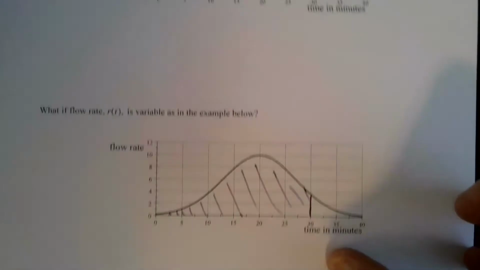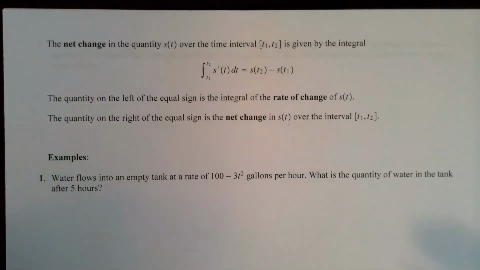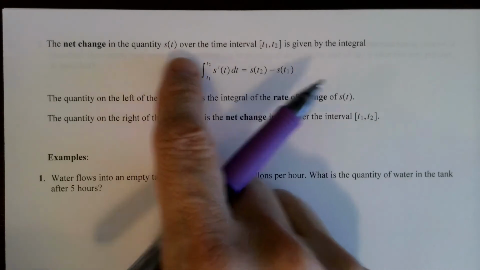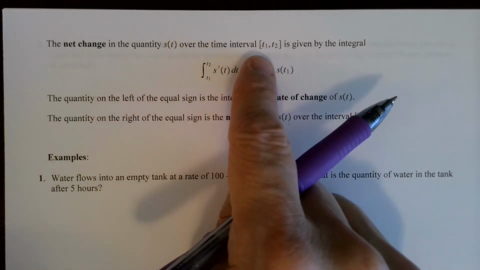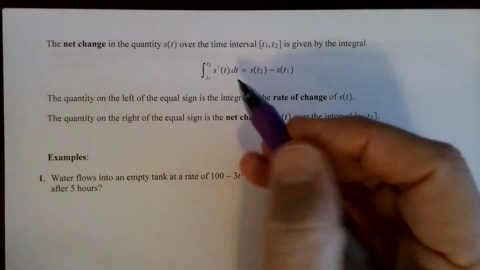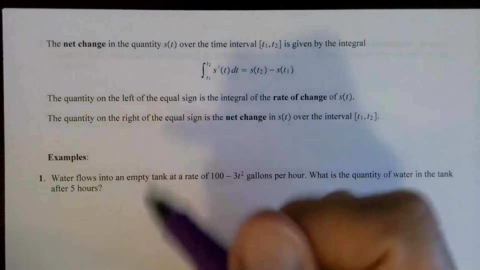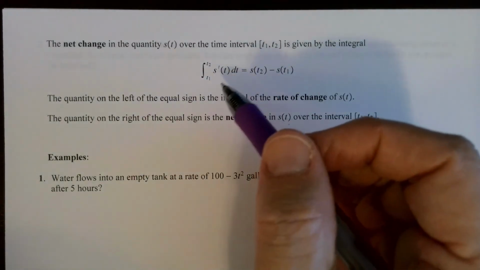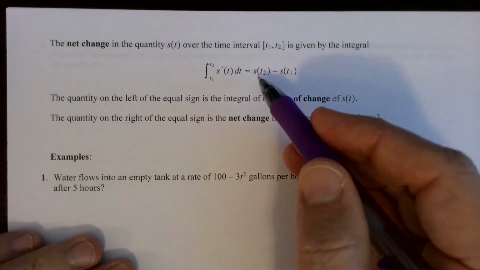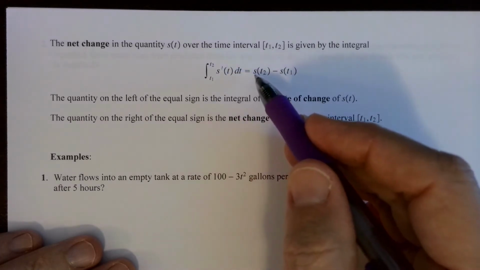And so this is now written this way, right? The net change in the quantity of some function over a time interval, say t1 to t2, is given by this integral. Notice what we're integrating here. That is s with a little tick mark. That's the prime. That's the derivative of the function s, which is what? The derivative is literally the rate of change of the function. Right? And it's equal to, obviously, s of t2 minus s of t1, since the antiderivative of s prime is s.